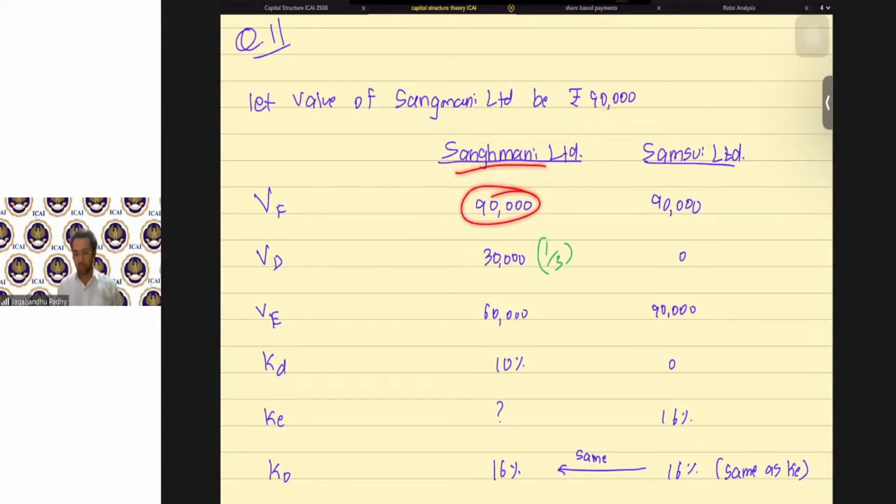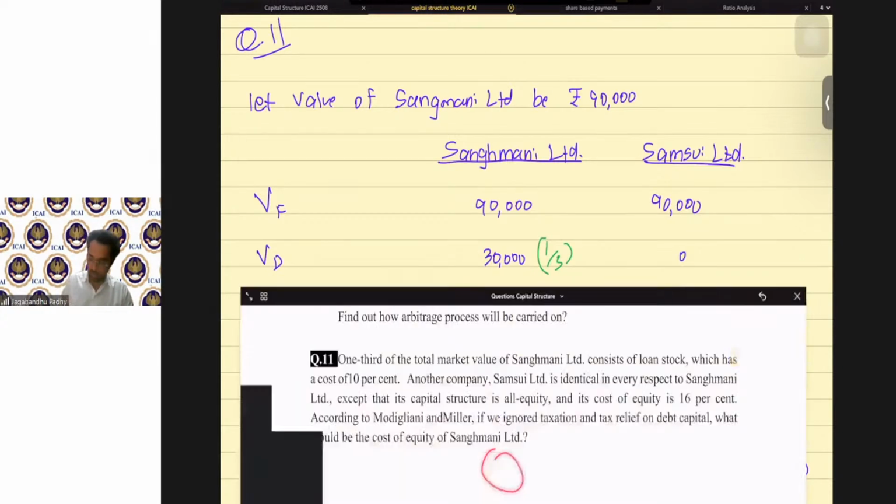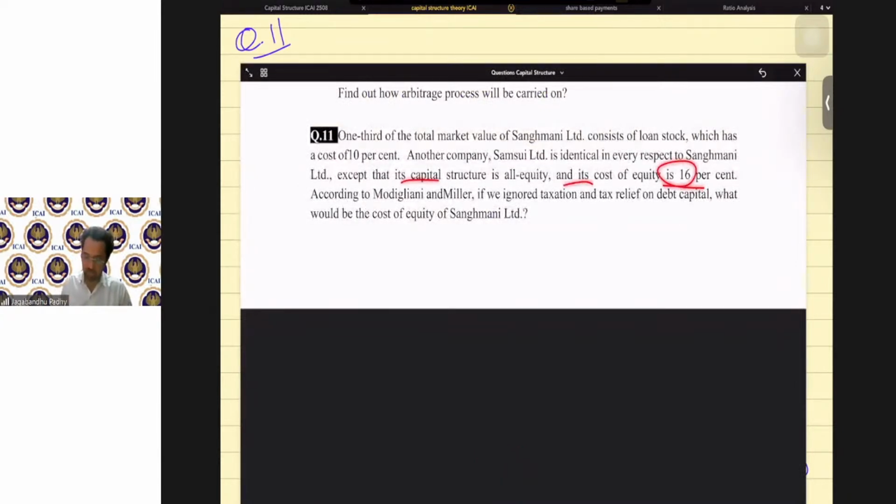So Sun Money Limited has got a value of 90,000. It's a no tax scenario. So in case of no tax scenario, we know that both the companies are going to have same value. So 90,000 is the value of the firm. Value of debt will be 30,000, which is basically one third of this. And value of equity is 60,000. Cost of debt of Sun Money Limited is 10%, right? And cost of equity is nil. And then overall cost of capital is given in the question that over here, this is having a 16%.